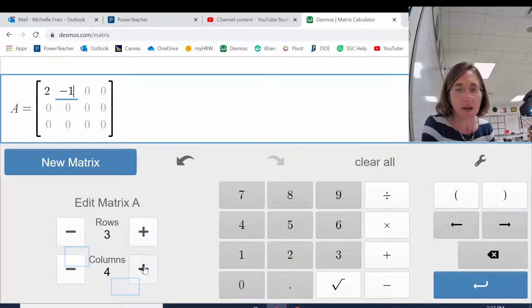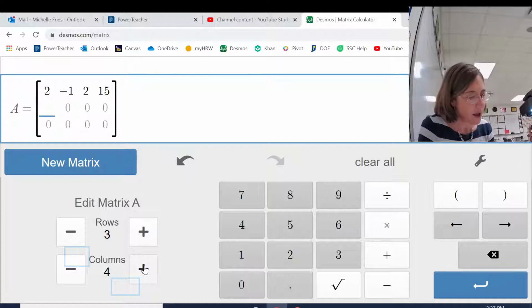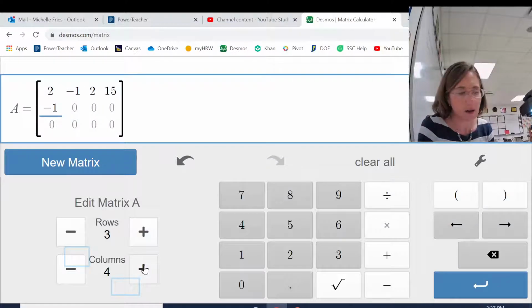So 2, negative 1, 2, 15. I'm going to go down a line. That was negative 1, 1, 1, and 3. Go down a line. That is 3, negative 1, 2, and 18. Okay, so we've got our matrix entered here.